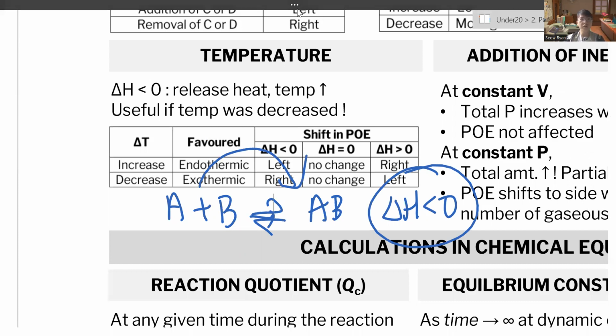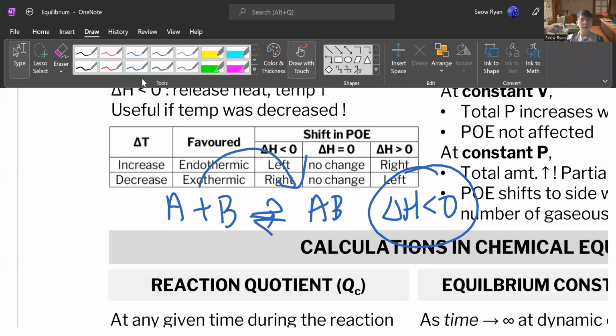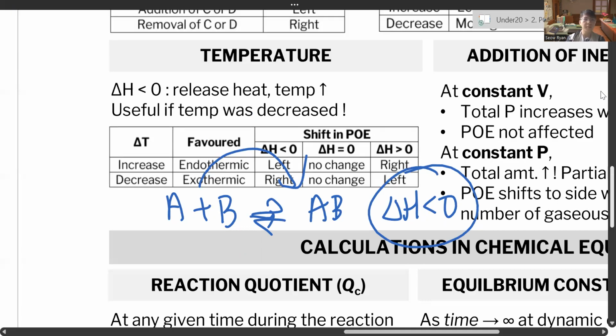If now I increase the temperature of the system, LCP wants to decrease the temperature of the system, and you can do that by favoring an endothermic reaction. If the forward reaction is exothermic, the backward reaction is endothermic. So when I increase the temperature of the system, I will favor the endothermic reaction, which is in this case the backward reaction. So the position of equilibrium will shift to the left.